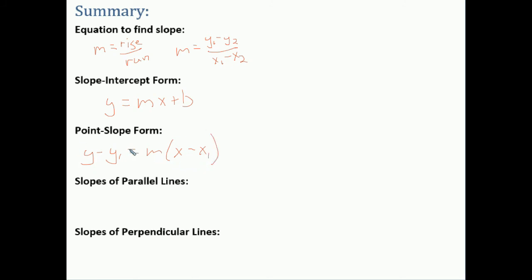We don't usually leave things in this form. That's usually to help us get our answer, and then we change either to slope-intercept or to standard form, which I know is not up here, but now it is ax plus by equals c. We don't usually want fractions, and we'd rather this be positive. Slopes of parallel lines, well, they're equal. Slopes of perpendicular lines, negative reciprocal. And that's the things we need to graph or write the equations of lines.